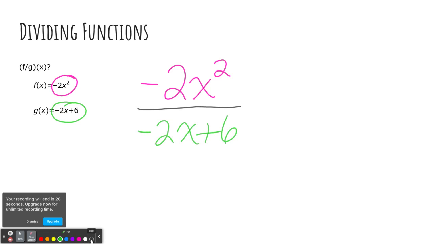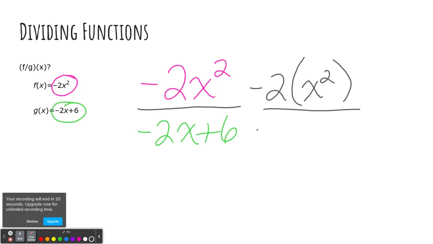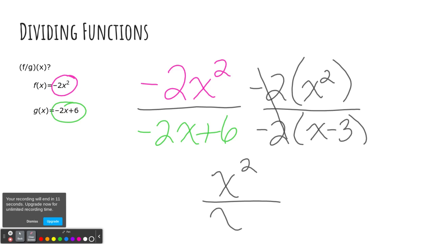For both of these, I can pull out a negative 2. Negative 2 times x squared. Negative 2 times x minus 3. These cancel out, so our final answer is x squared over x minus 3.